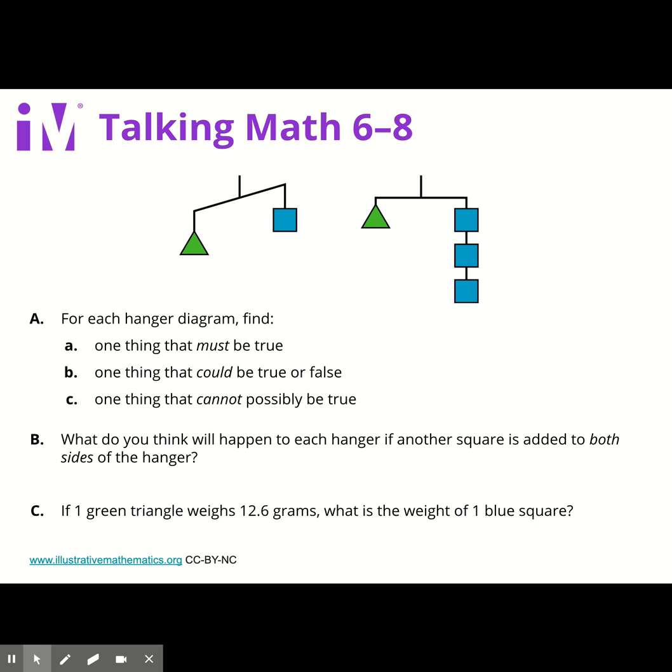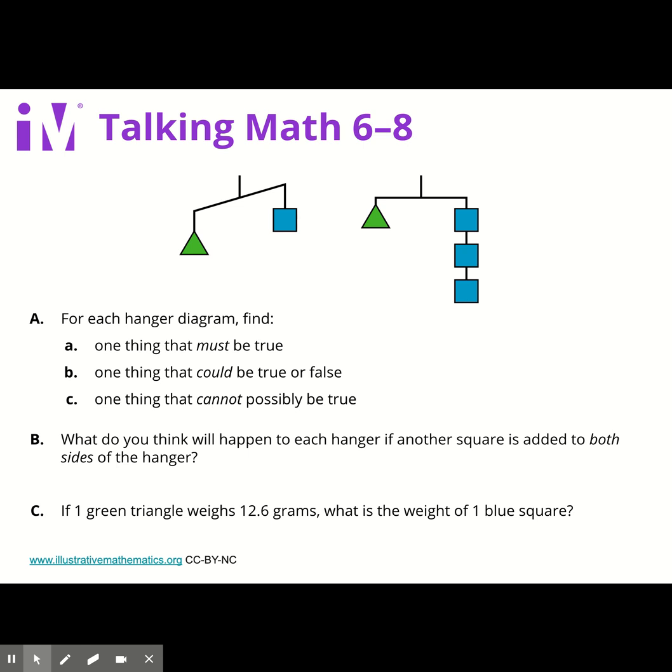If 1 green triangle weighs 12 and 6/10 grams, what is the weight of 1 blue square? Go ahead and hit pause and hit play when you're ready to hear the answer. So if I know that 1 green triangle weighs 12 and 6/10, and I'm trying to figure out the square and it takes 3 of them, I could take that 12 and 6/10 and divide it by 3 to figure out what each one would be.